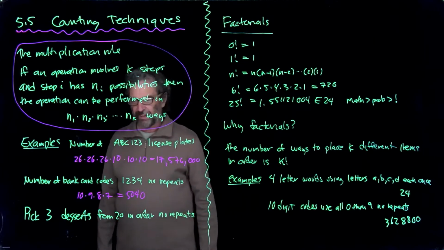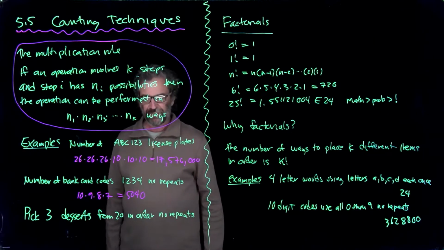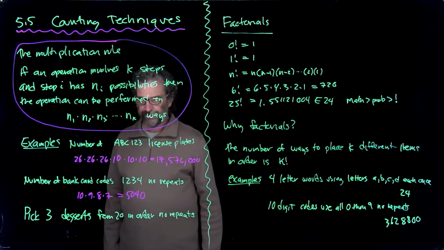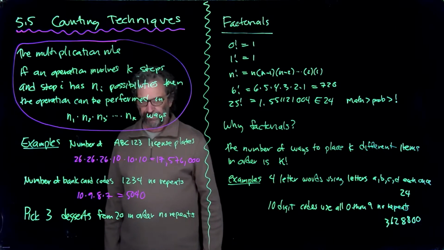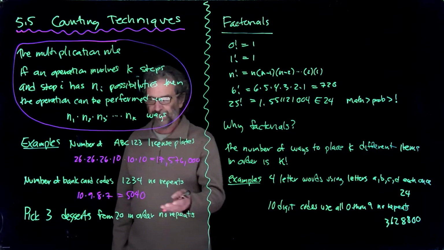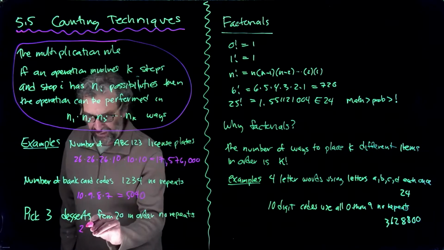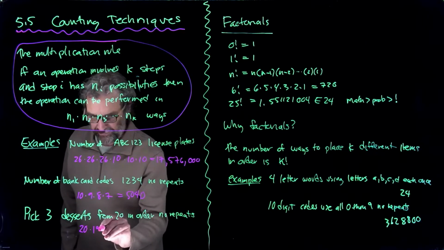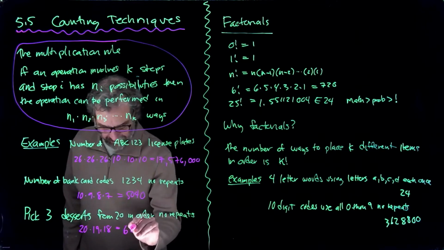And then I get hungry around this time of the day. Pick 3 desserts from 20. So a dessert tray comes by your table, and they're not going to come back for a while. It says you can pick any 3 desserts you want, but you can't pick 2 that are the same. So that's something like having bank card codes. You have 20 choices for your first try off the tray, and then 19, and then 18, multiplied together. So that's 6840.